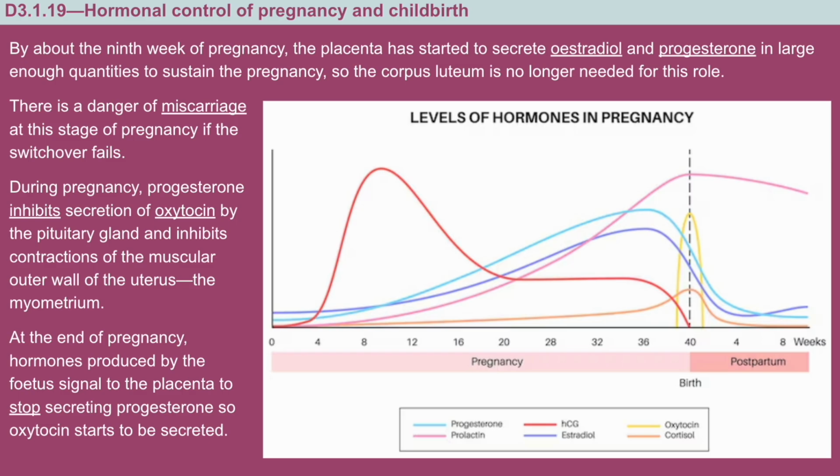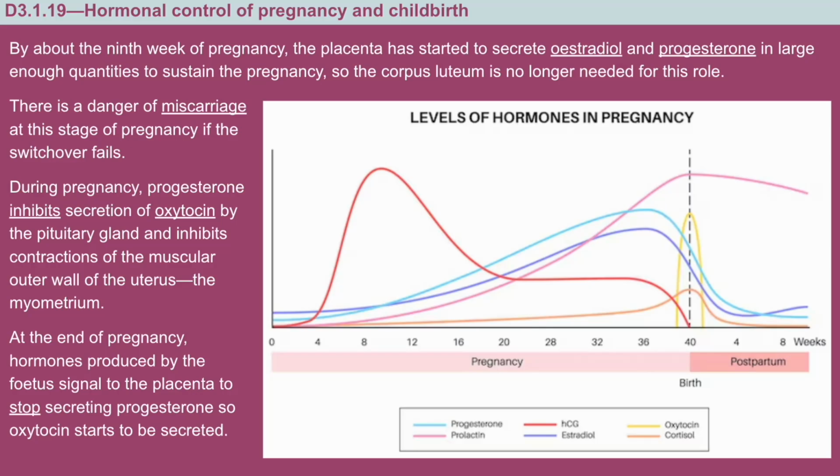Okay, by about the 9th week of pregnancy then, the placenta has started to secrete estradiol and progesterone in large enough quantities to sustain the pregnancy. The corpus luteum is no longer needed. Okay, so we're going to have a switchover, and this is a dangerous time for miscarriage if the switchover fails.